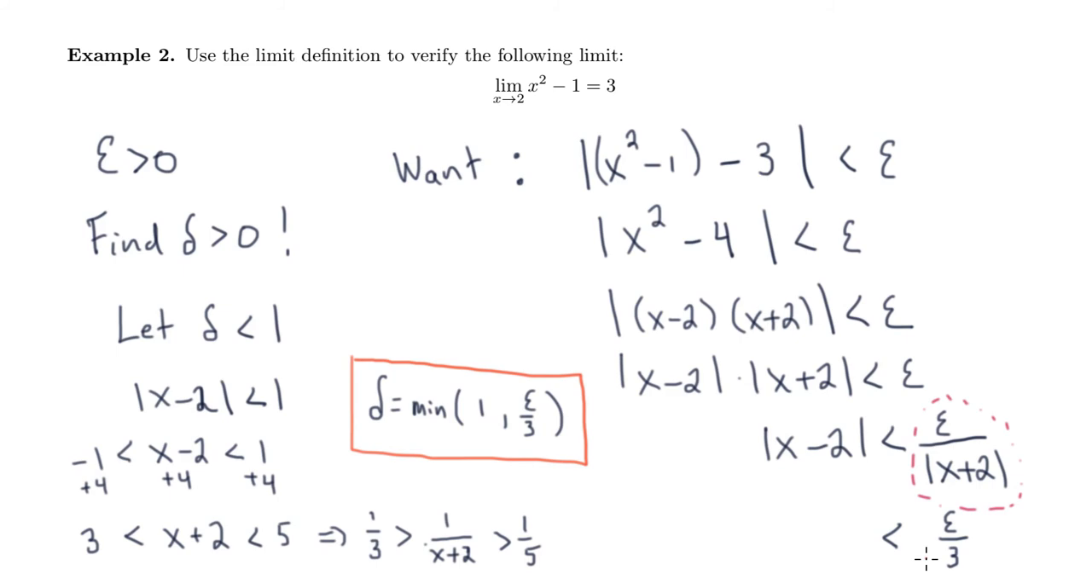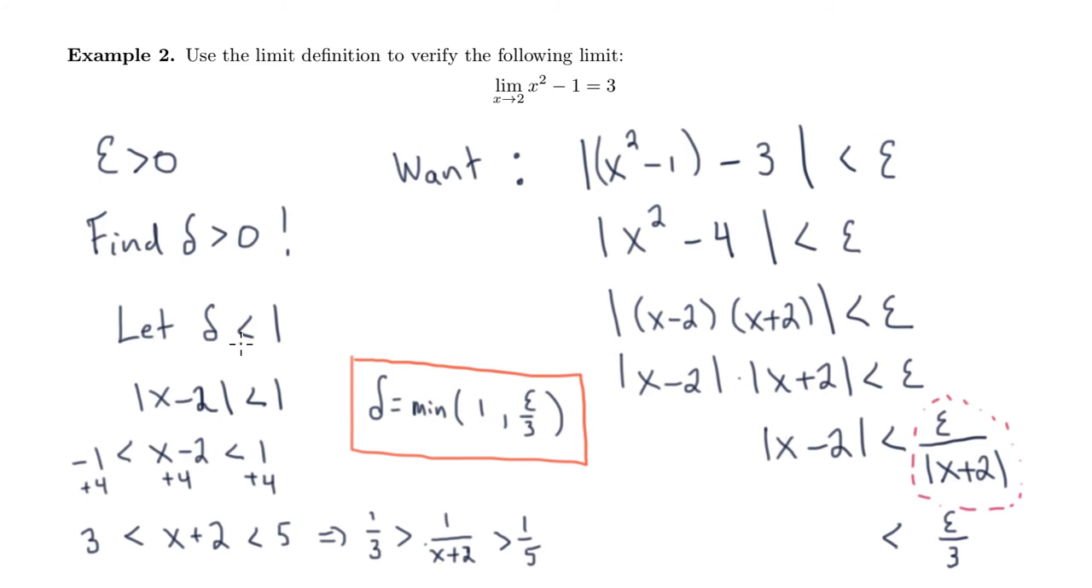But now think about the other case. What if epsilon is really, really small? Then delta being less than 1 is not enough. Because if epsilon is just 1 or a half, then this is going to be smaller than 1. So I don't know if absolute value of x minus 2 is less than epsilon over 3, just knowing that it's less than 1. So what do I do?